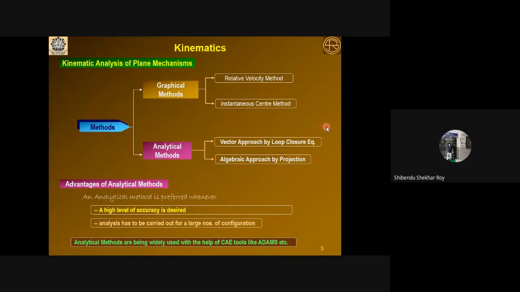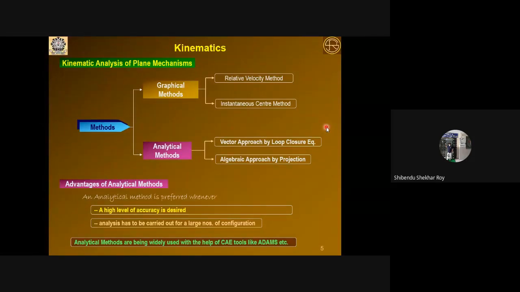Now the methods used for the kinematic analysis of plane mechanisms are broadly classified into two groups. One is the graphical method, and the other is the analytical method. Though the graphical method provides better insight and visualization of the problem, the accuracy of the solution provided by this method is often limited, because if you use a set square and drafter, human error will be there. And if you use software like AutoCAD or any other graphics tool, then you will get a more accurate result.